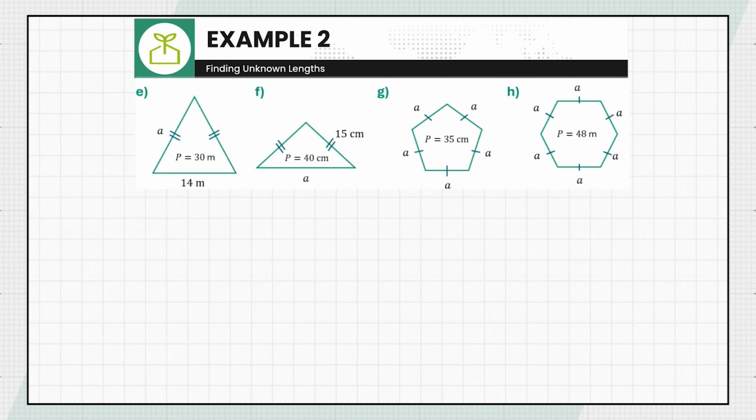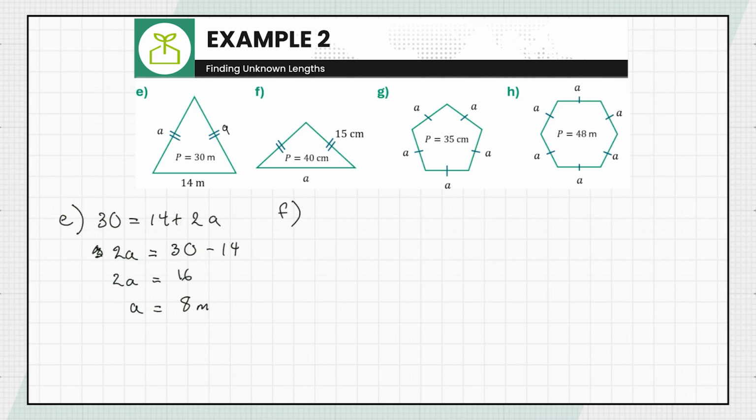Okay, let's get going. So for our first one, E, we have an isosceles triangle. That means that this is also equal to A. So our perimeter of 30 is going to be equal to 14 plus 2 groups of A. That means that if we rewrite this with A as the subject, 2A is going to be equal to 30 minus 14. So 2a is just going to be equal to 16. Dividing both sides by 2 will leave us with a. A is equal to 8. 8 what? 8 meters.